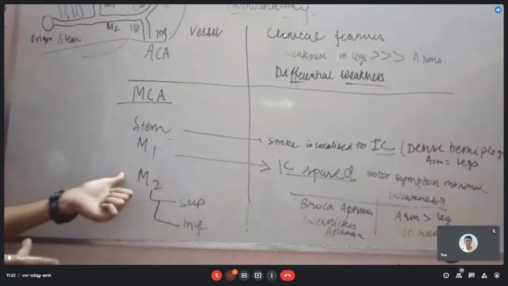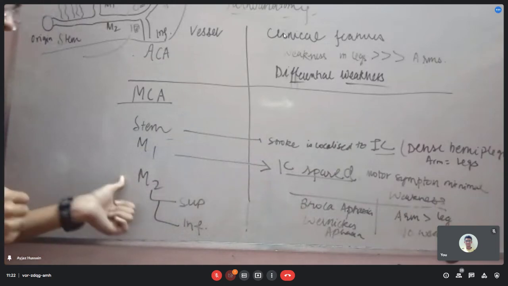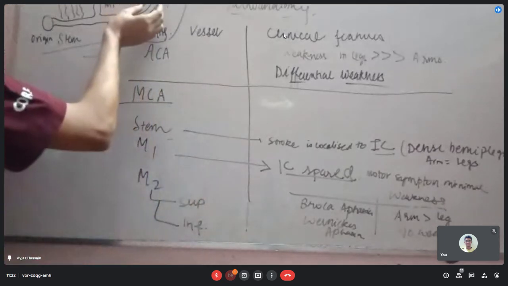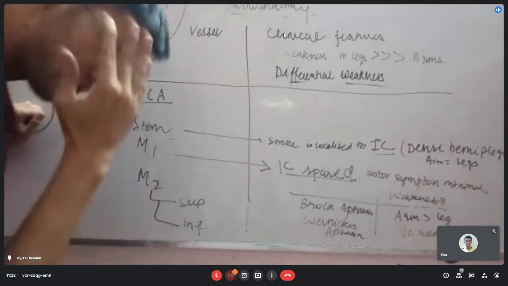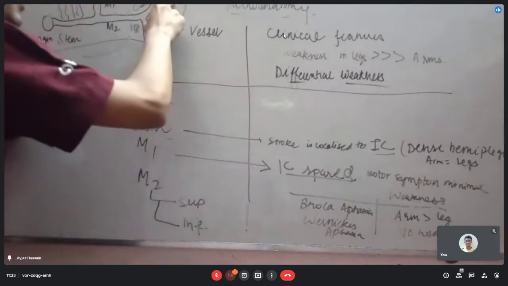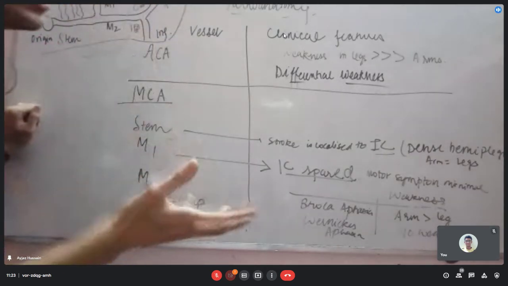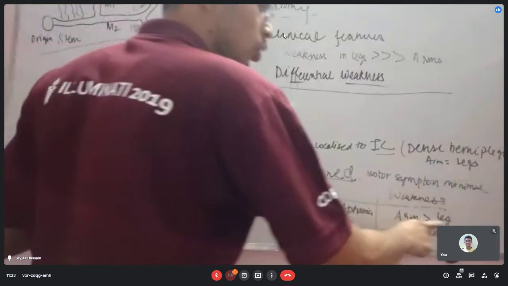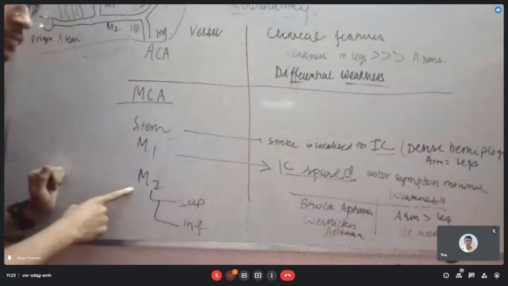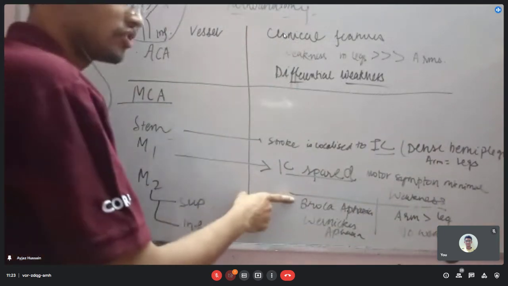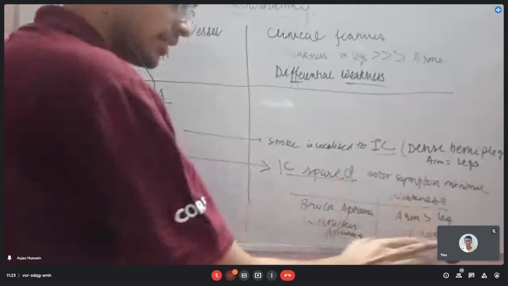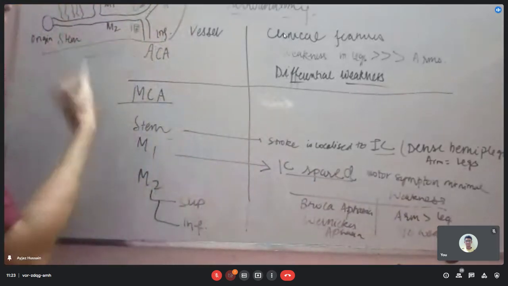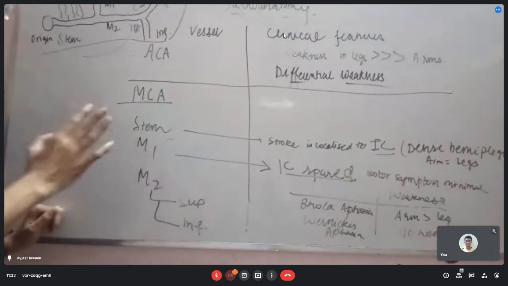Next one we need to identify is M2. M2 can have two parts, either a superior division or an inferior division. Superior division will go and supply the superior part of the lateral surface of brain, which is the predominant supply of the arms. So if the weakness is more in the arm than the legs, that is localized to the superior division of the M2. Or if there is a Broca's aphasia present. And if there is no weakness, but only Wernicke's aphasia is present because of the sensory part, then it is because of the inferior division.